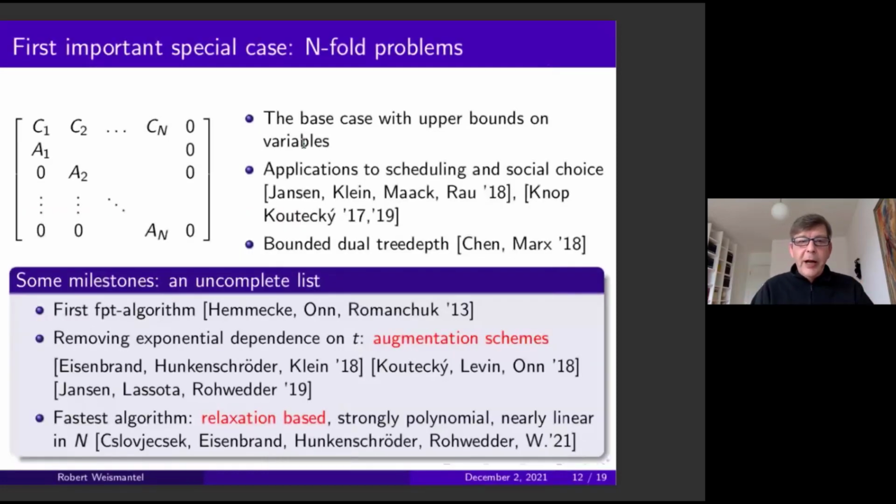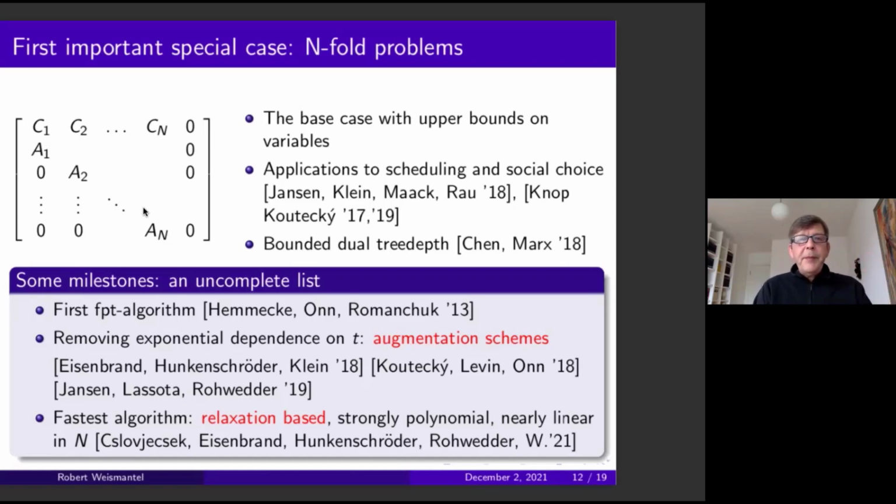Now very briefly, I would like to mention some people that contributed important steps in these developments. We first start with n-fold. N-fold is the special case where the right column is set to 0, and we only have these C1, C2 up to Cn, the overlapping constraints, and then we have A1, A2, up to An as the block matrices.